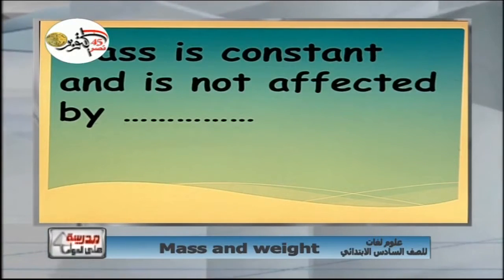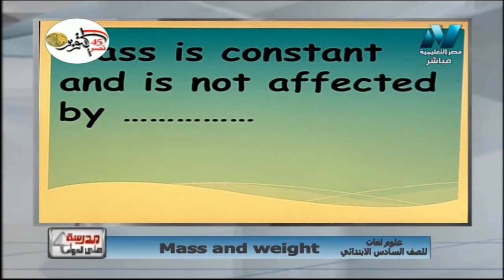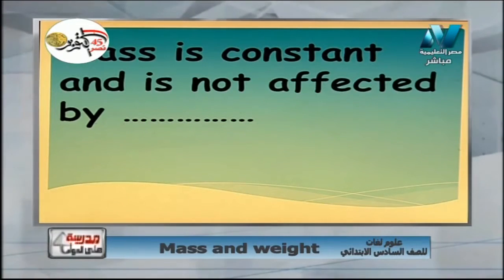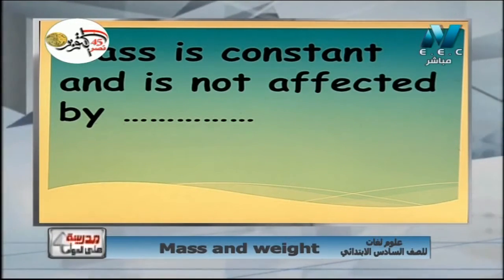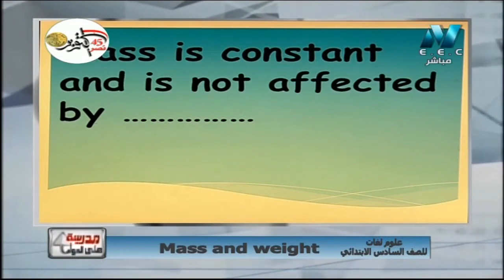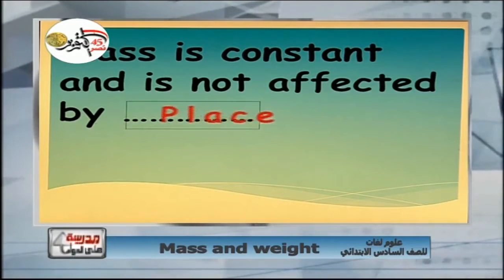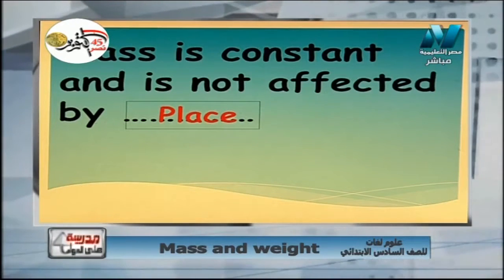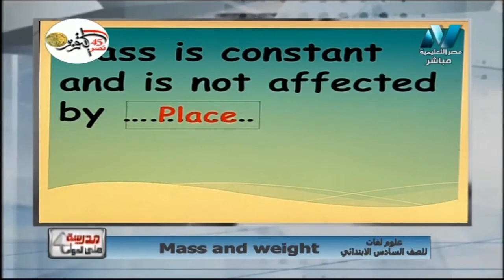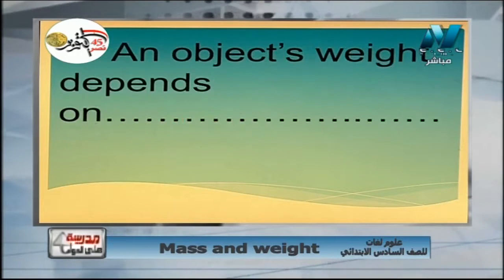Another question says mass is a constant value and is not affected by what? By place, for example, by changing the place or the planet and so on. So mass is a constant value that does not change with a change of place.